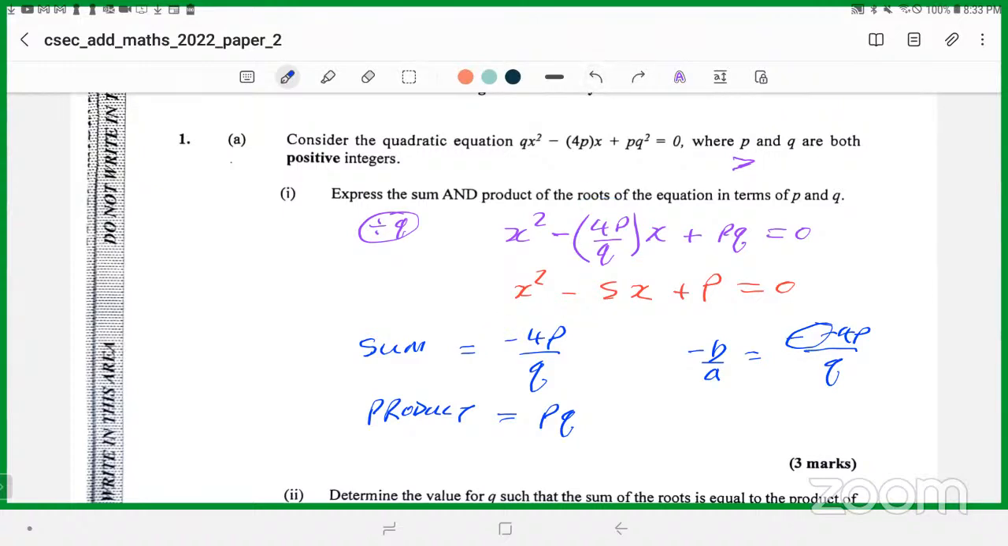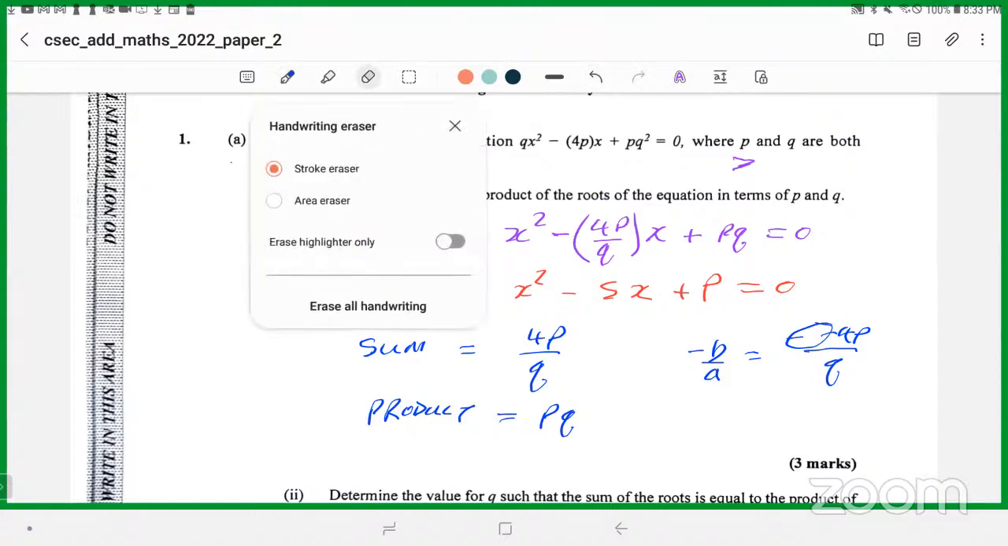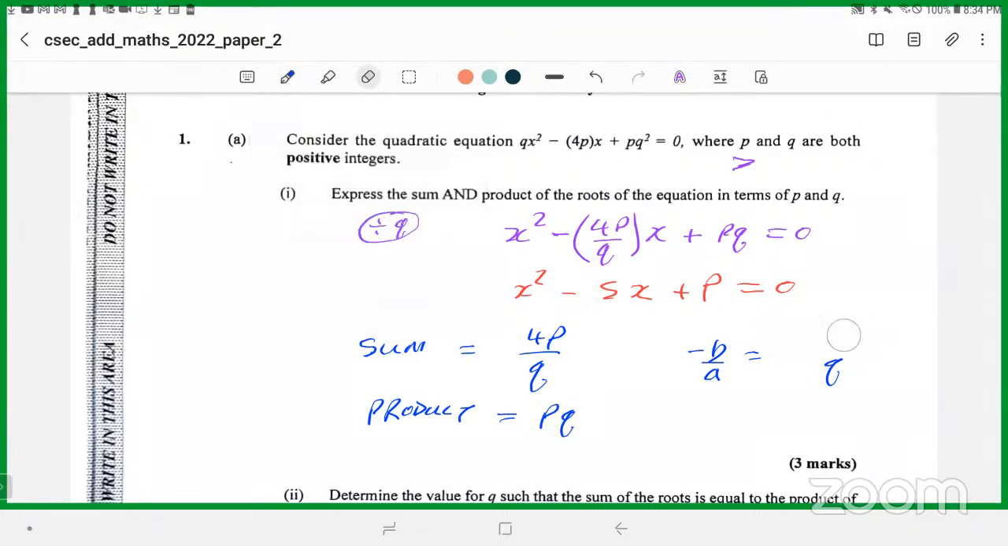Good thing I double checked it. This is supposed to have the minus, and it's just 4p over q. Good thing I double checked. And now it will become minus negative 4p over the a, which should have been q. So it will equal that.